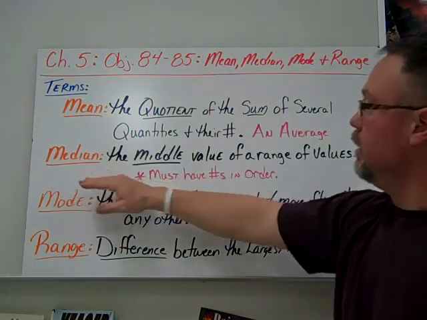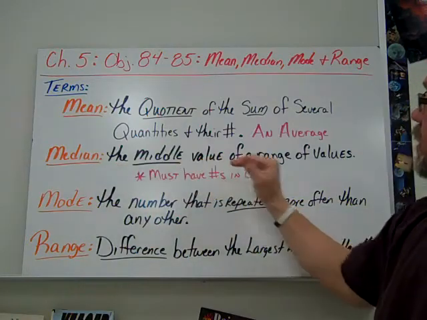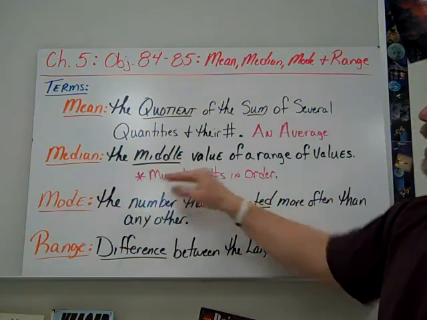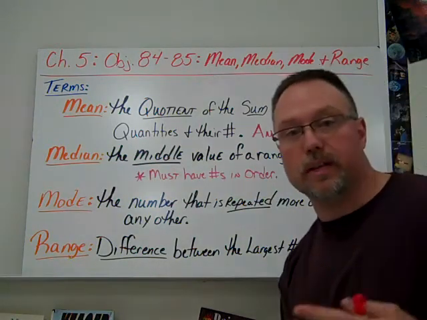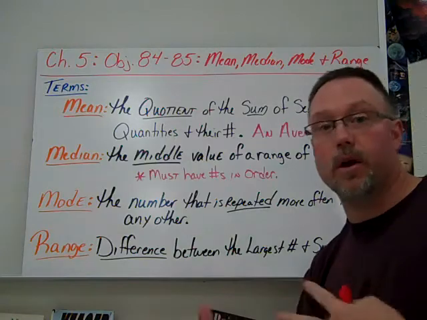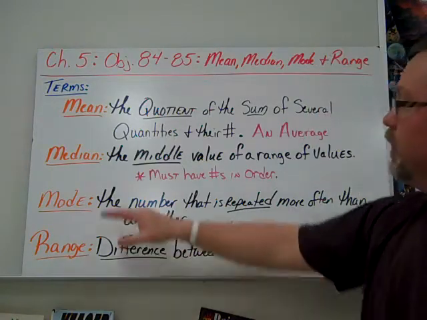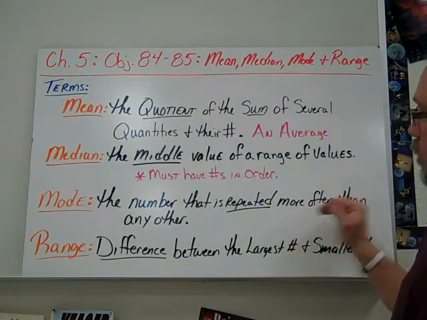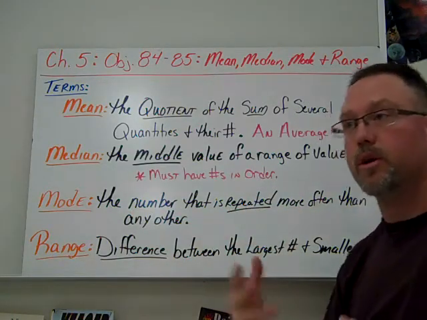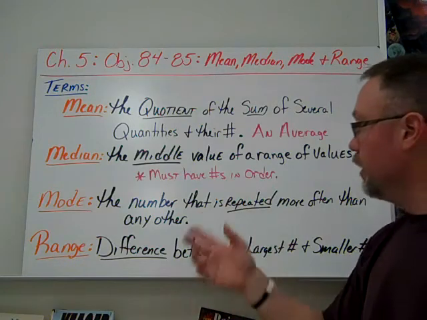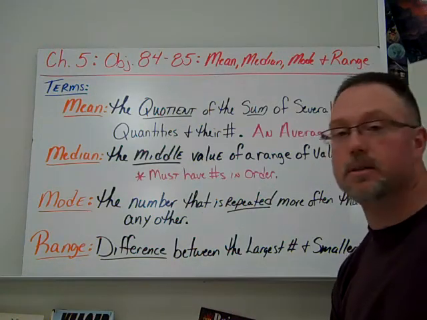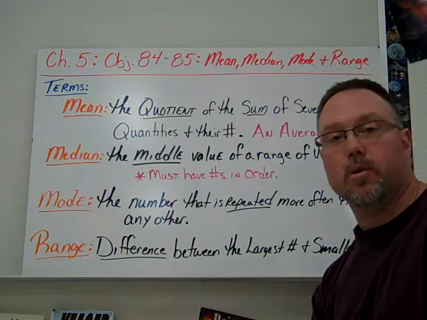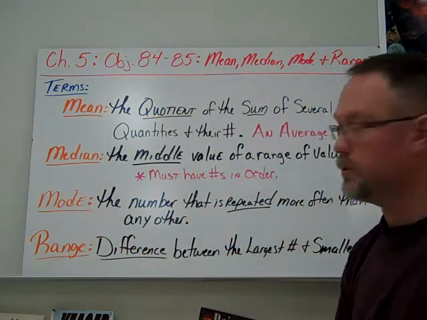Second term, median, the middle number or middle value of a range of values. Now, in order to find the middle, you've got to have your numbers in order. So that's a must. Most of the time they're not rearranged in order, so you need to do that. So that's median. Mode, the number that is repeated more often than any other. So you're looking for the number that shows up the most. So that's why repeated is underlined. This one does not necessarily have to be in order from least to greatest, but it always helps.